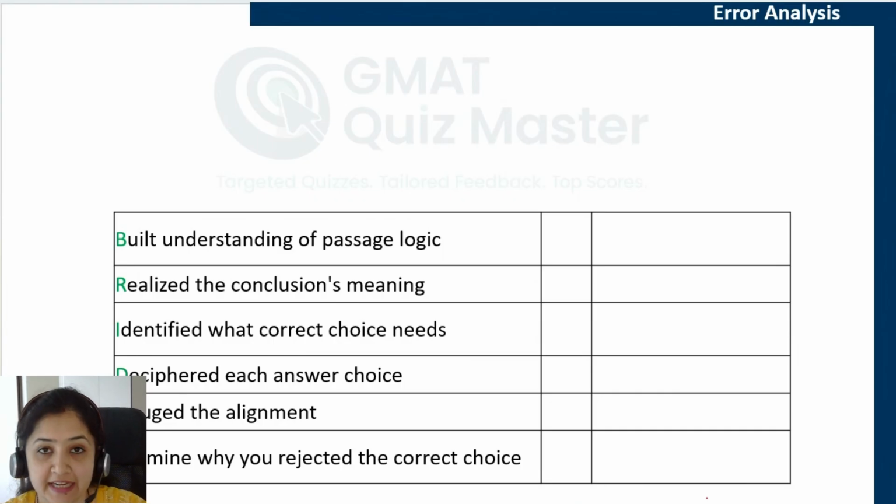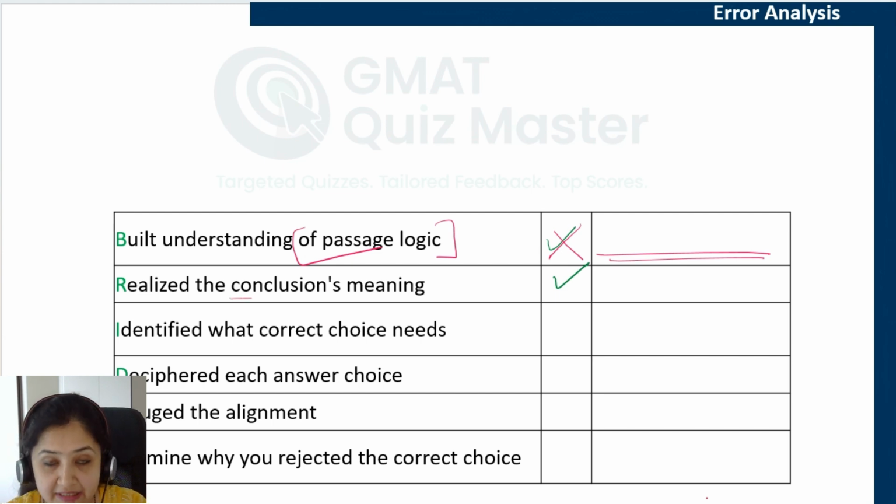So, if your understanding of the passage logic as well as the conclusion was correct, you can have a tick here, and you can move forward. However, if you missed anything in understanding the passage, if you missed any logical aspect or you did not understand any portion of the passage or you skipped it or you rushed through it, anything, you can mark a cross here and write the exact reason why you did not understand that portion or the complete passage logic.